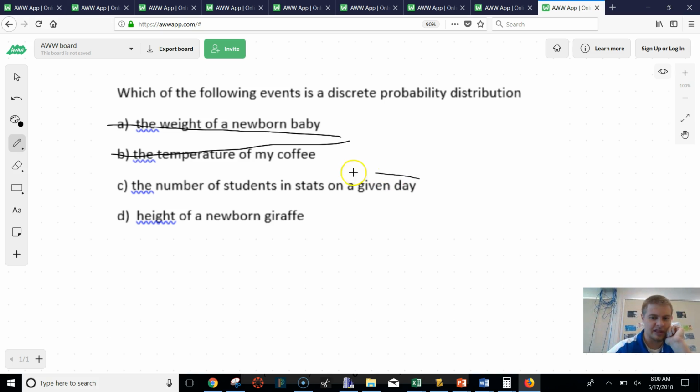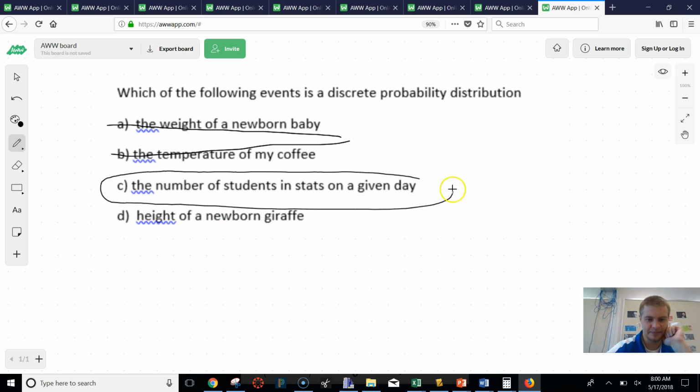Number of students in the stats class on a given day. Yes. I can't have half a student, so this has to be a countable number. I can go through and count on my fingers how many stats students we have. I just might have to restart a couple times because we normally have about 20. So that is the correct one. Height of a newborn giraffe, again, it could be a decimal. So anything that you have to measure with a measuring stick or a scale or a thermometer or any measuring device is continuous. Anything that is countable is discrete. Let's try the next one.